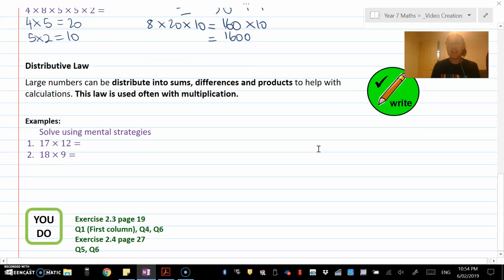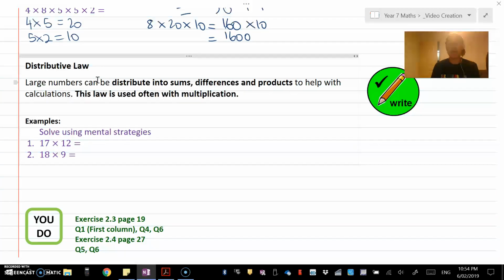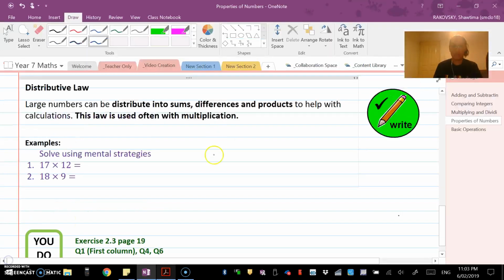Okay, and the last one, and this one's a little bit tricky, but it actually is one of the most useful ones that you can use in not only working with integers, so whole numbers, but also with later on, if you've got a good solid understanding of the distributive law, you'll do really well when you come across algebra. Okay, so let's have a look at the examples here. So let's distribute using sums and differences.